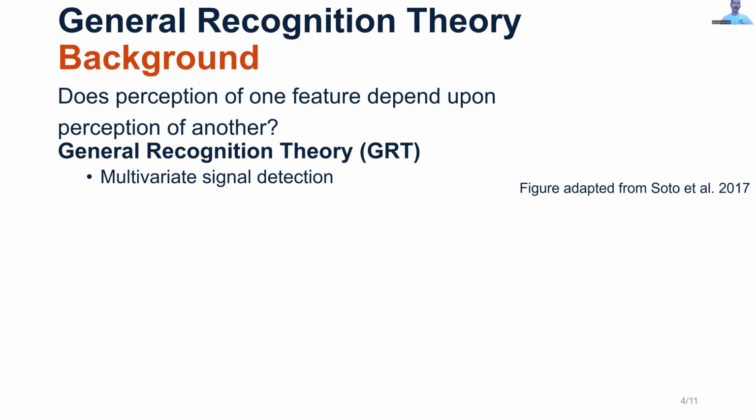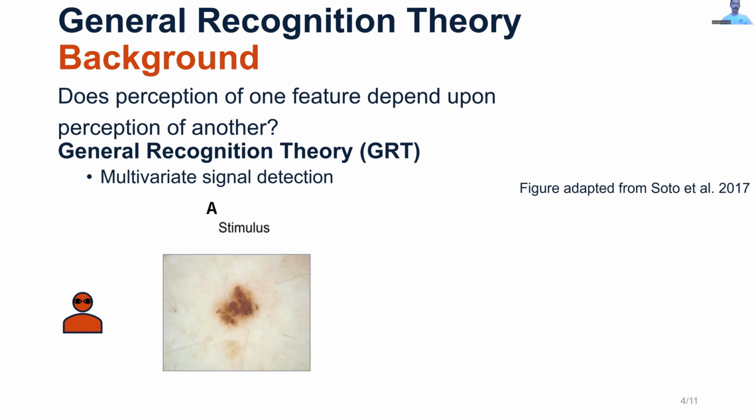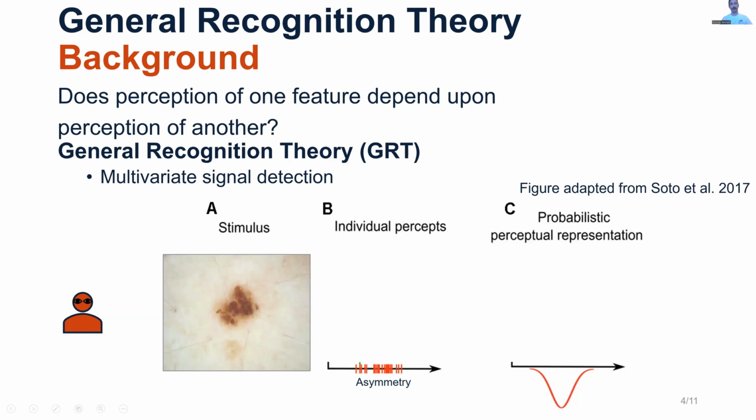So it assumes that each time we see a single stimulus, our perception of the stimulus features, in this case, shape symmetry, will vary. So we'll never see the same stimulus exactly the same way each time. And we can represent this perceptual variance probabilistically via some distribution.